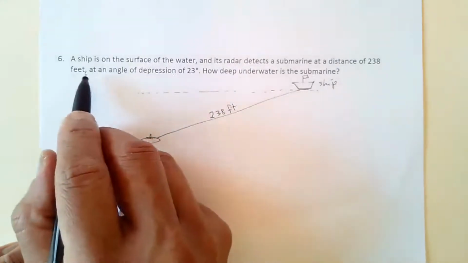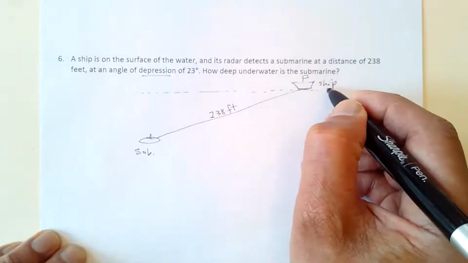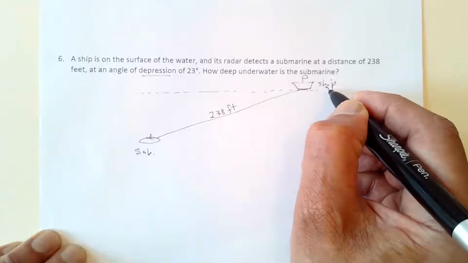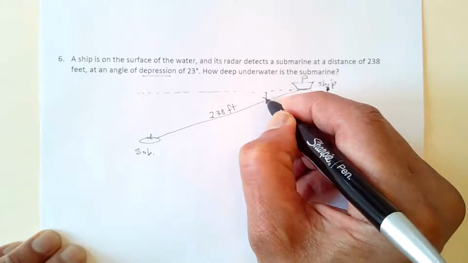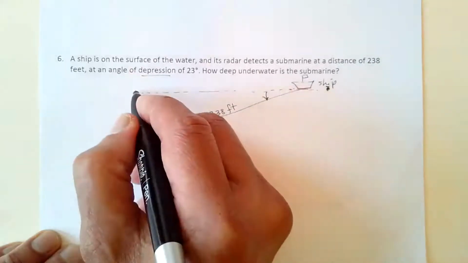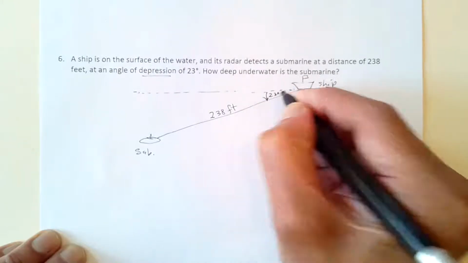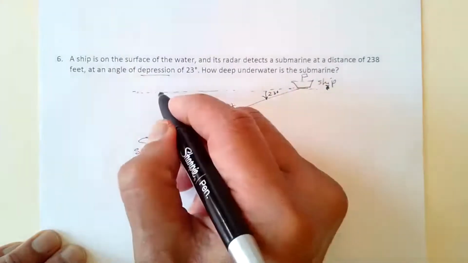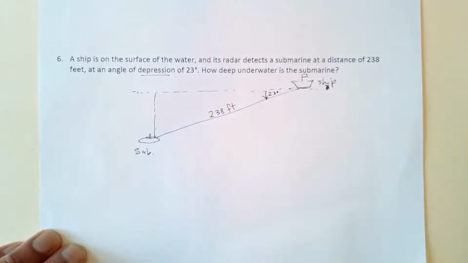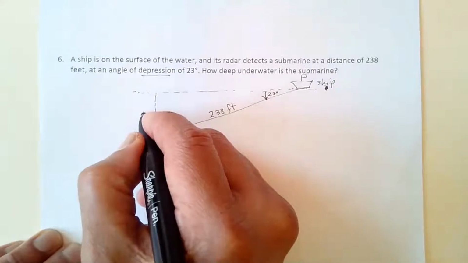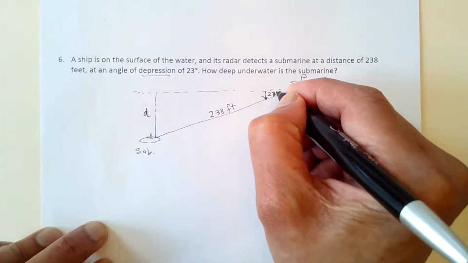But they also tell us the angle of depression. The angle of depression is like you're looking from here, your point of view. So the angle of depression is this angle here. You're going down from the horizontal, the top of the water, and it's 23 degrees. They ask us to find how deep, how far down below the surface the submarine is. In other words, what is the depth here? So we're given 23 degrees.